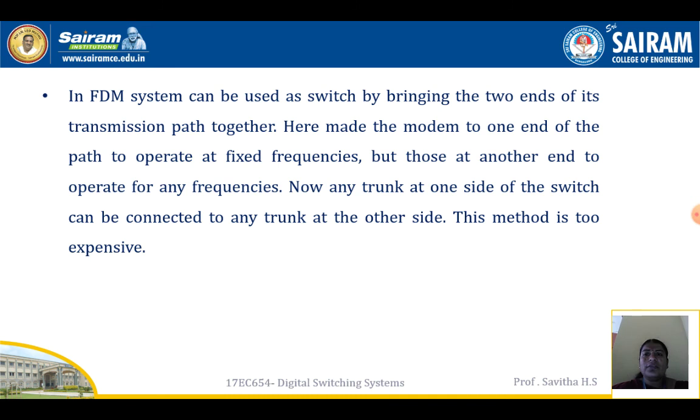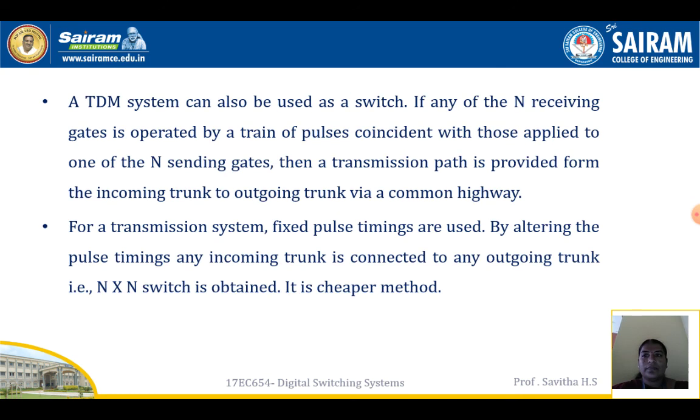An FDM system can be used as a switch by bringing the two ends of its transmission path together. Here, the modems at one end of the path are made to operate at fixed frequencies, but those at the other end operate at any frequencies. Now, any trunk at one side of the switch can be connected to any trunk at the other side. This method is too expensive.